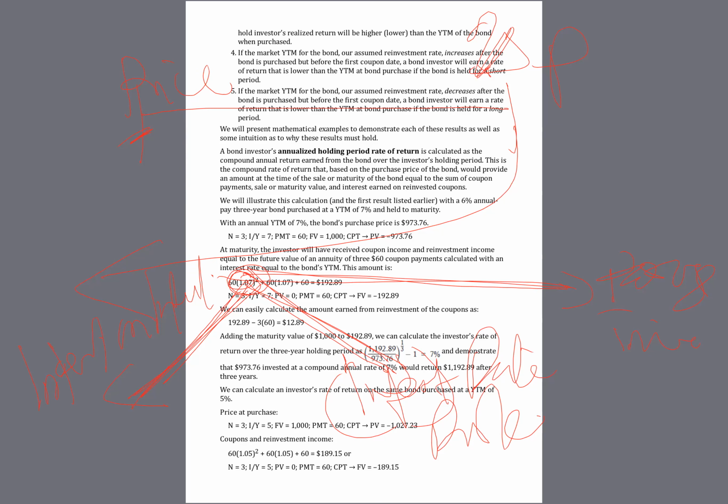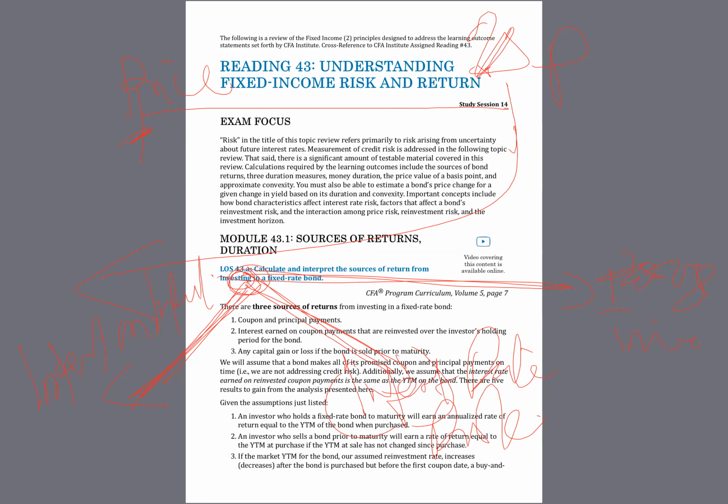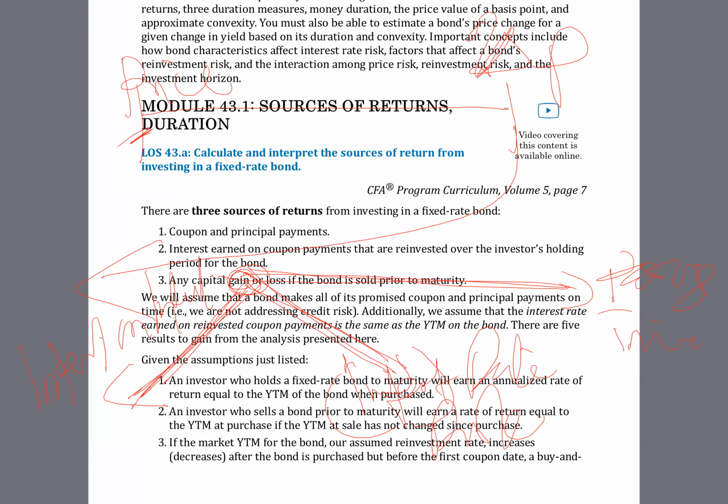So let's look at the first statement, for instance. An investor who holds a fixed rate bond to maturity will earn an annualized rate of return equal to the yield to maturity. But this, for instance, is very simple. There is the reason why if you buy a bond, the yield at which you bought the bond is called a yield to maturity, which means that if all things are held constant, if you hold that bond to maturity, you earn the yield to maturity. So that's clear. Is it clear?